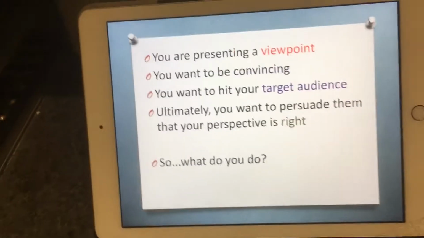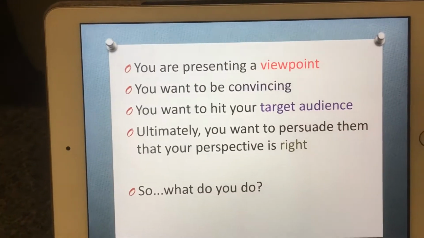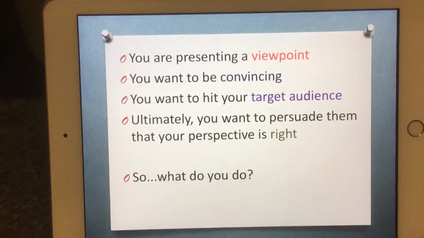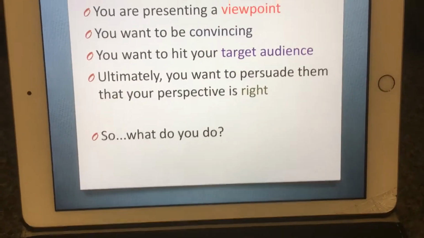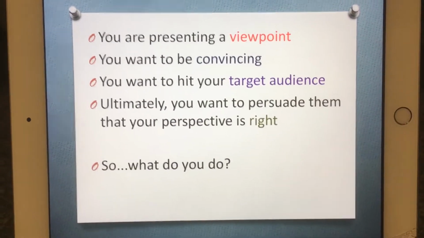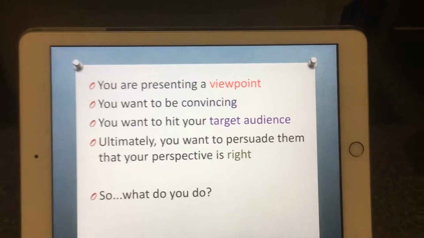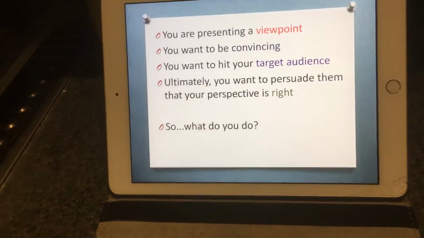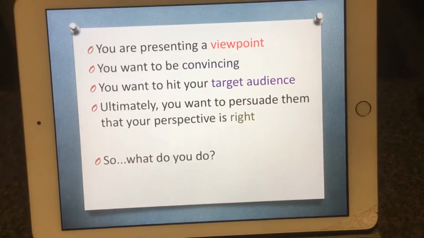Okay, writing to persuade. You are essentially presenting a viewpoint. That's what you think about a particular point of view. And you want other people to agree with you. And therefore you need to be convincing. You need to hit your target audience and you want to get them to agree with you that your point of view, your perspective is correct.